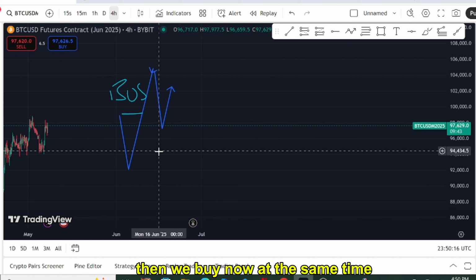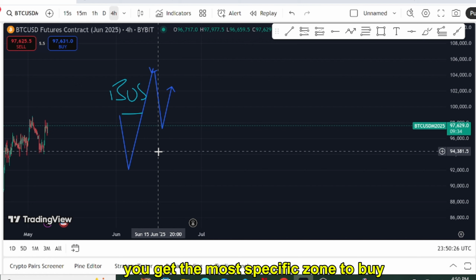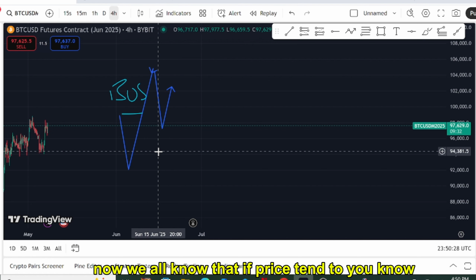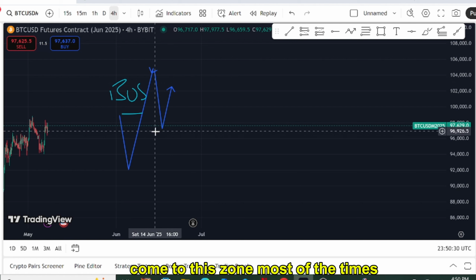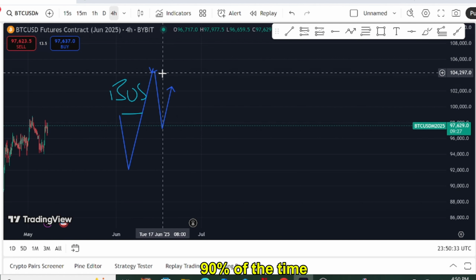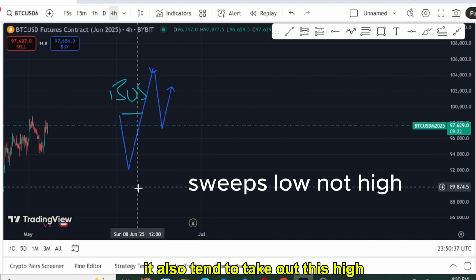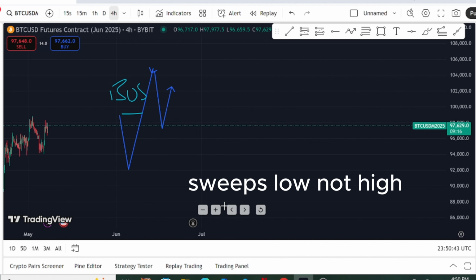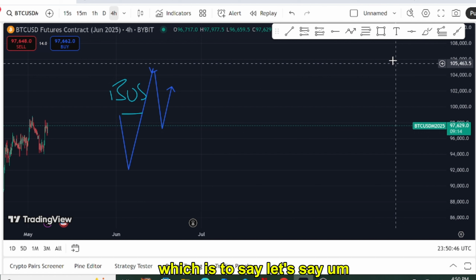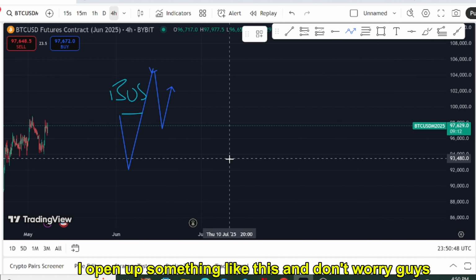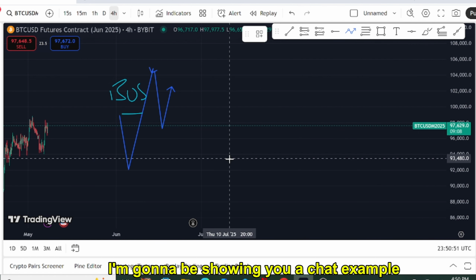Now at the same time, the swing structure gives us the specific zone to buy. But with algo market structure, you get a more specific zone to buy. Now we all know that if price comes to this zone, 90% of the time, price does not come to this particular zone. It also takes out this high, which is to say it sweeps this high before going up. Let's say I open up something like this, and don't worry guys, I'm going to show you a chart example of exactly what all this is about.